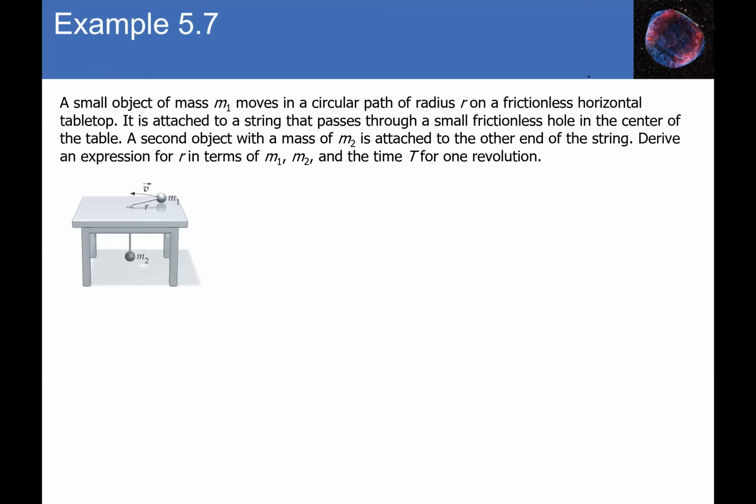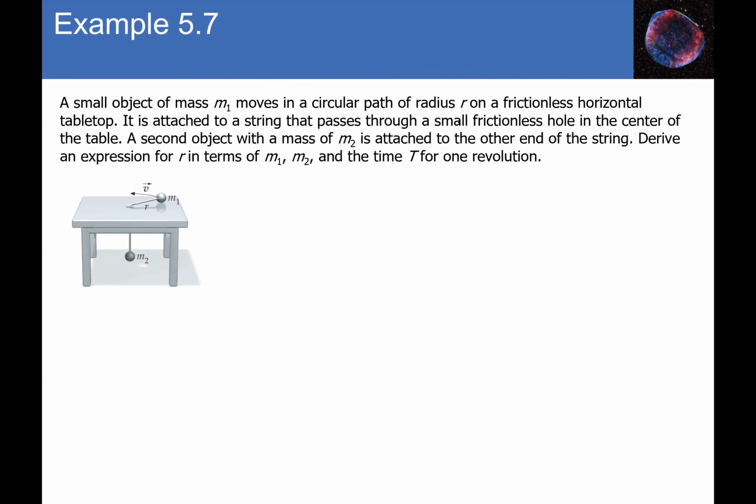Here's another one. A small object of mass m1 moves in a circular path of radius r on a frictionless horizontal tabletop. It is attached to a string that passes through a small frictionless hole in the center of the table. A second object with a mass of m2 is attached to the other end of the string. Derive an expression for r, which is the radius, in terms of m1, m2, and the time period T for one revolution.